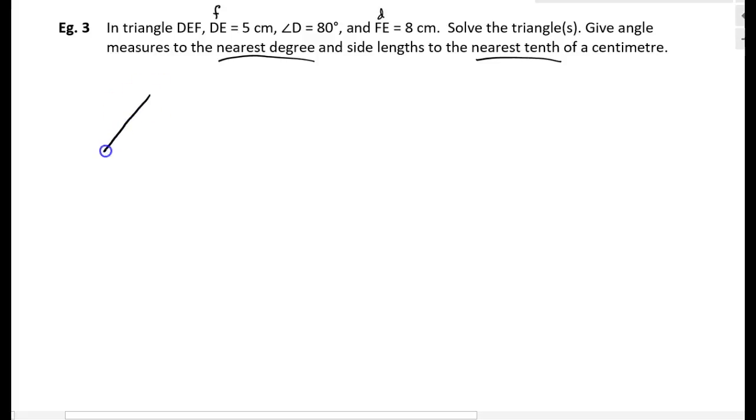So I always like to start by drawing a picture. My angles are never perfect. This is not 80 degrees, but it just gives me that visual representation to try and kind of wrap my head around it. So I've got 80 degrees, and that's angle D. So side D is going to be over here, and that's going to be 8 centimeters. We can call this EF. So DE, aka side F, is going to be 5 centimeters.